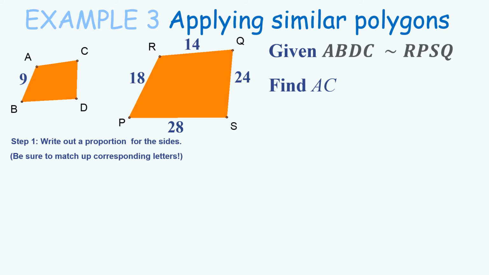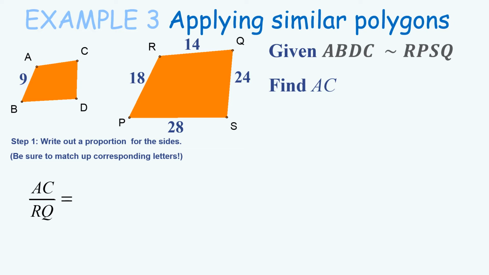Remember that I need to find the length of AC. When we write a proportion, guys, a proportion is the equality between two ratios. So what I need is two ratios, and I'm going to get these ratios by comparing corresponding sides. Let me begin with AC. AC corresponds to RQ, and AC is the one that we need to find. RQ, later on we're going to need it.